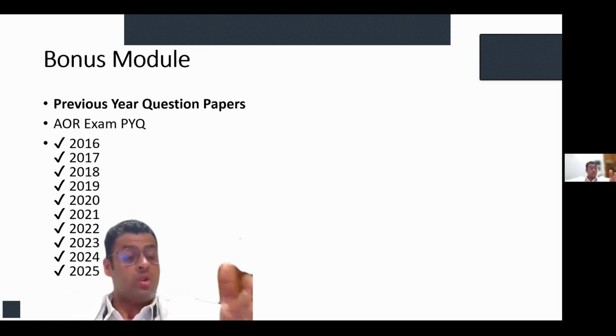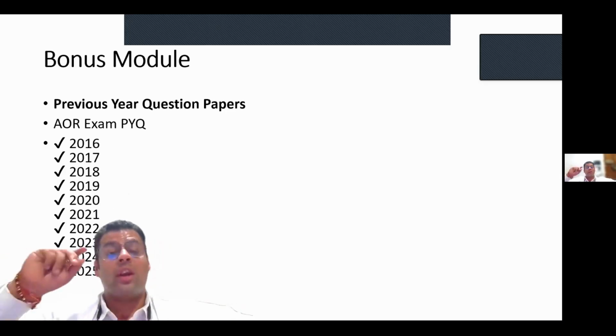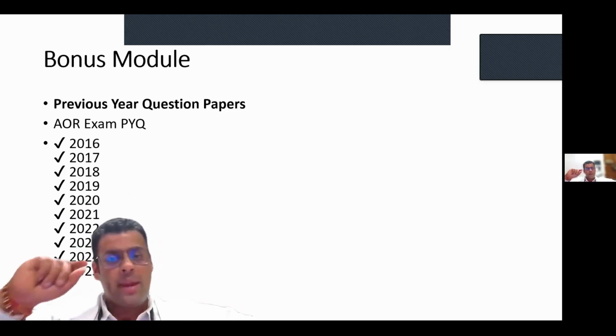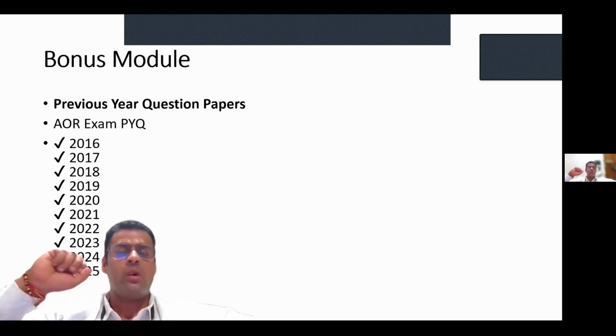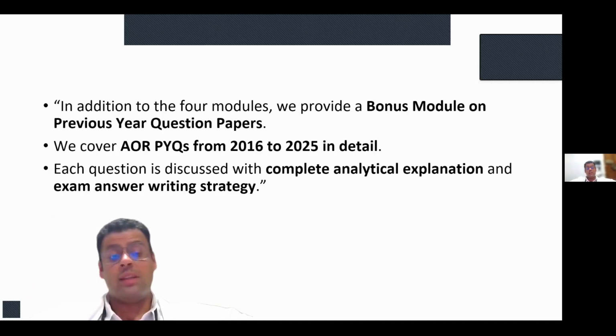So I will share the answer scripts for all the 2025 papers, as the result has just come out. For 2025, question number 2, 2024, 2023, 22, 21 till 16. I will discuss all the question papers with you, and you will get the nitty-gritties. You will understand how to answer, how to frame your answer, how to clear the paper. That is the main thing. Each question is discussed with complete analytical explanation and answer writing strategy.